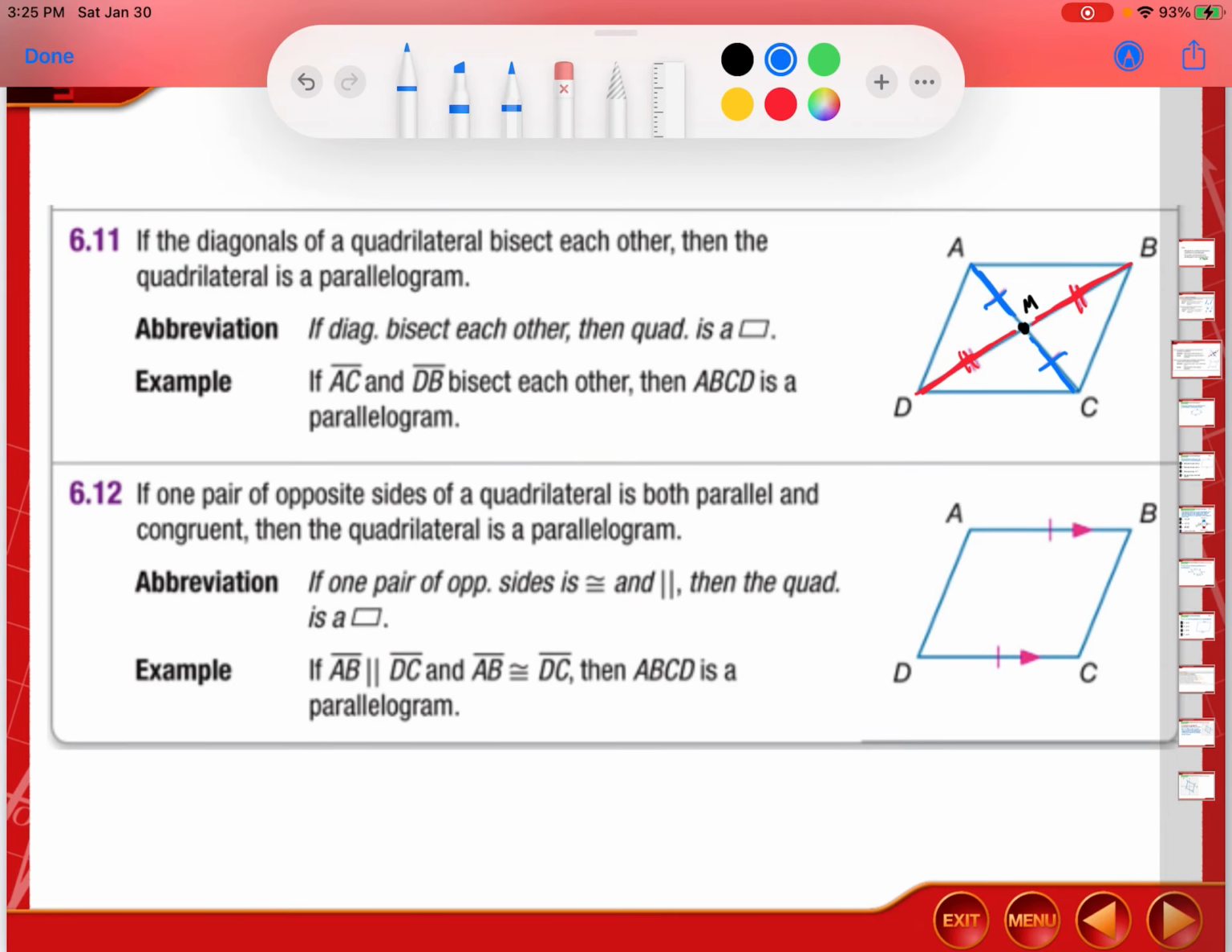So, final way: if one pair of opposite sides of a quadrilateral is both parallel and congruent, then the quadrilateral is a parallelogram. So if you have one set of sides, in this case DC and AB, and those are congruent, shown by that little dash mark, and parallel, shown by the little arrow, then you do have a parallelogram.